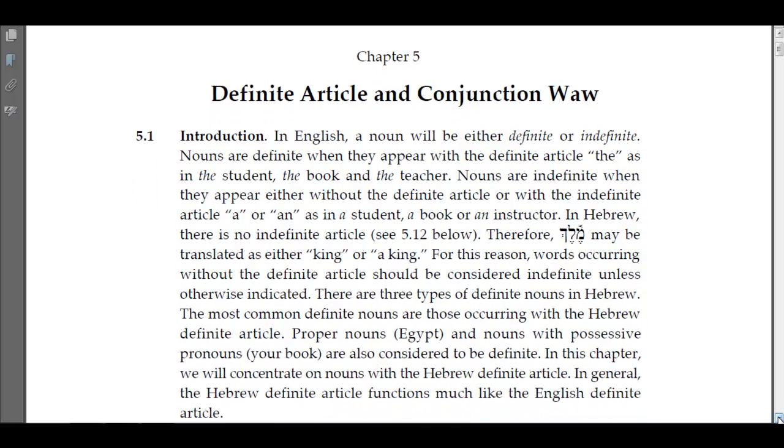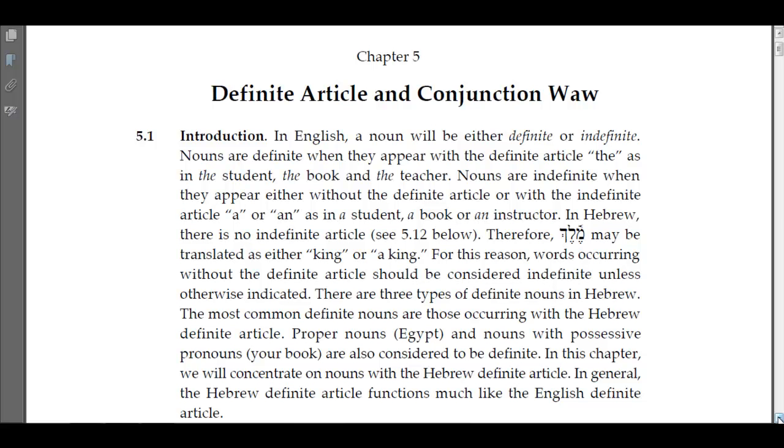We're going to study today. The lesson will involve the definite article and the conjunction vav. This is a fairly large lesson, so we're going to break it into two series here: one beginning with the definite article, and then going into the conjunction in the final series, the second session here on chapter 5.